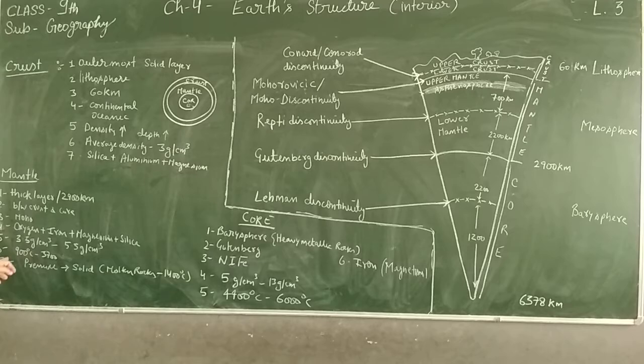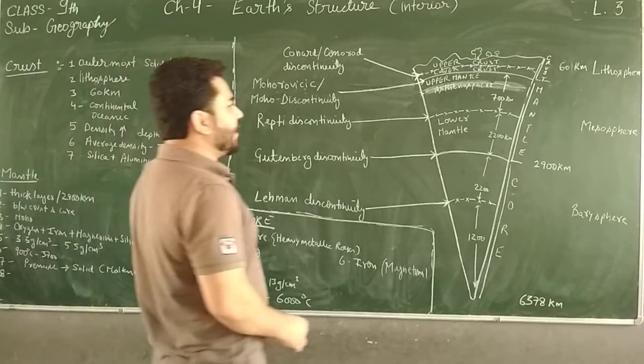Then after that, what is the temperature of mantle? So mantle temperature goes from 900 degrees Celsius to 3700 degrees Celsius.